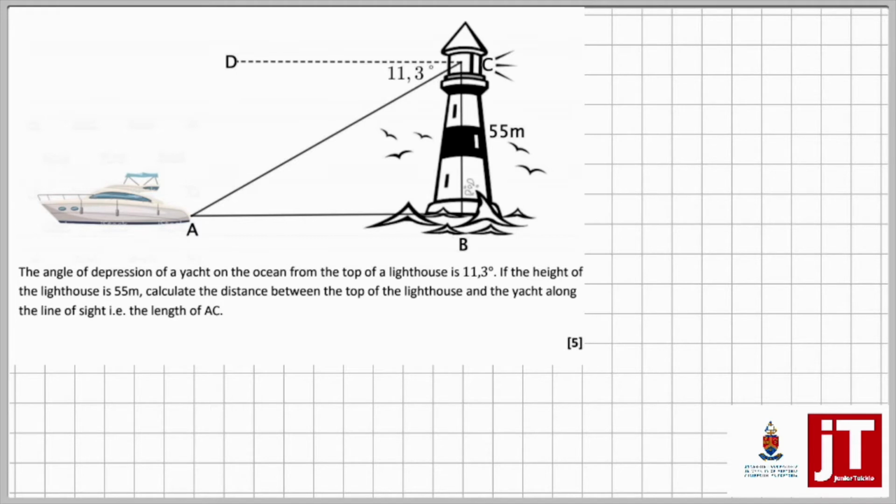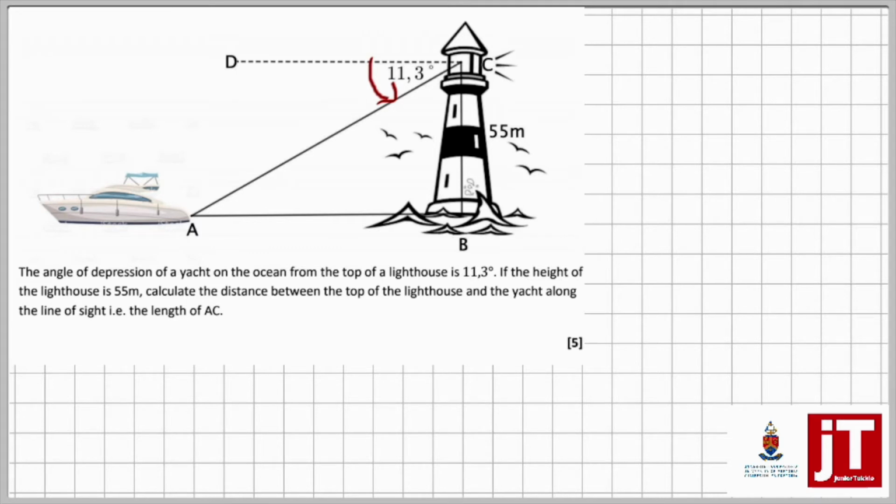The angle of depression of a yacht on the ocean from the top of a lighthouse is 11,3 degrees. So angle of depression. So in other words, from the horizon to the hypotenuse, 11,3 degrees. If the height of the lighthouse is 55 meters, calculate the distance between the top of the lighthouse and the yacht along the line of sight, the length of AC.